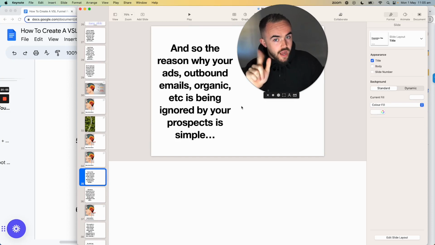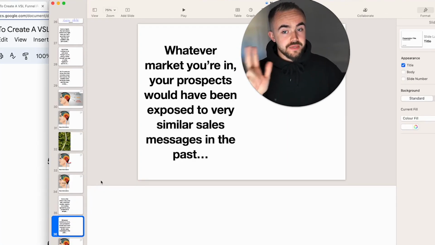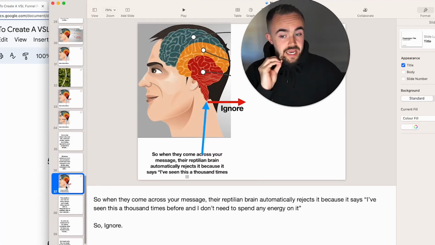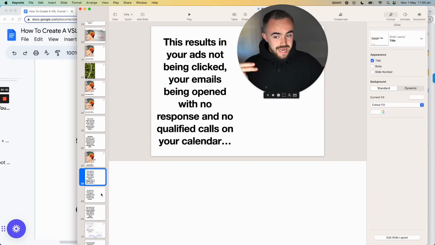And so the reason why most people's ads, outbound emails, organic, etc., are being ignored by your prospects is simple. Whatever market you're in, your prospects would have been exposed to very similar sales messages in the past. So when they come across your message, their reptilian brain automatically rejects it because it says I've seen this 1,000 times before and I don't need to spend any energy on it. So I ignore it. Bang. That then results in the ads not performing, basically.